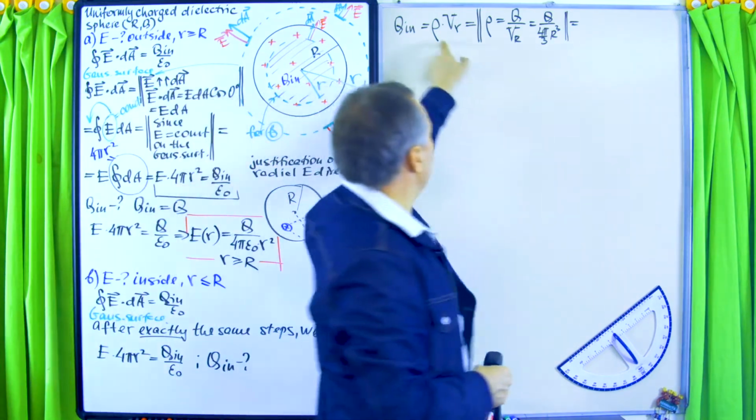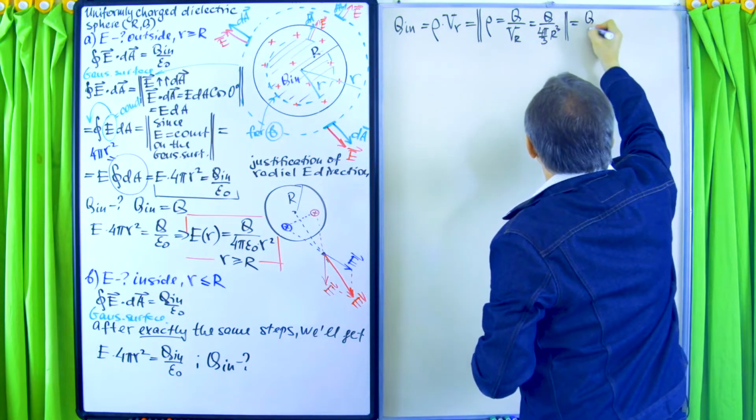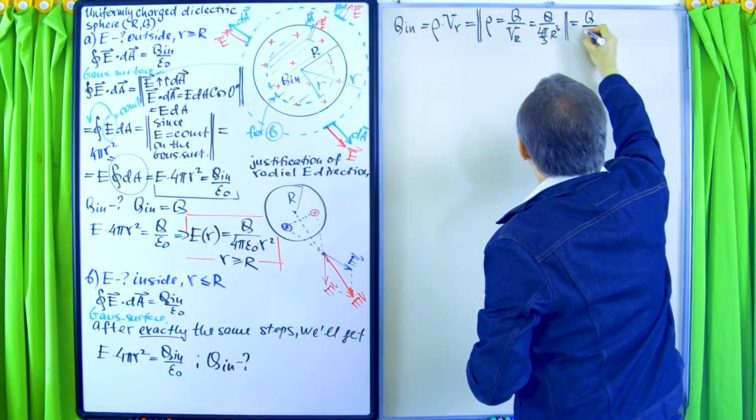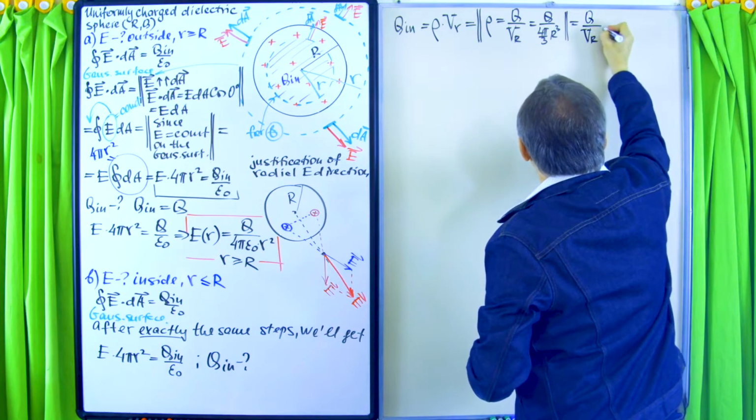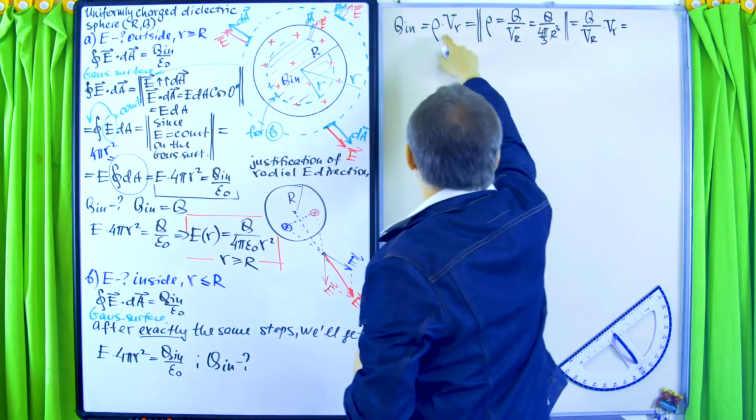Okay, so now let's plug it in, and let me write it first in terms of V. So it's Q divided by V sub r capital and times V sub r small. So just plug it in.